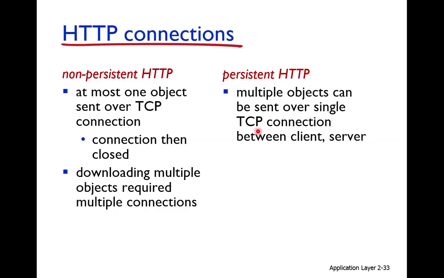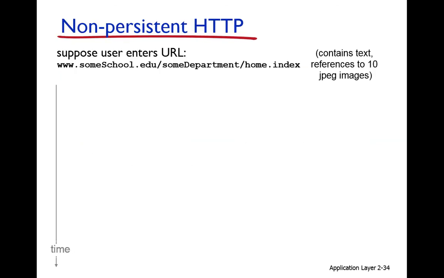Let's explain it through an example. Suppose a user wants to access this object. An object is identified by a URL. The URL has the host name, which maps to an IP address, and the path on that machine where the object is stored.